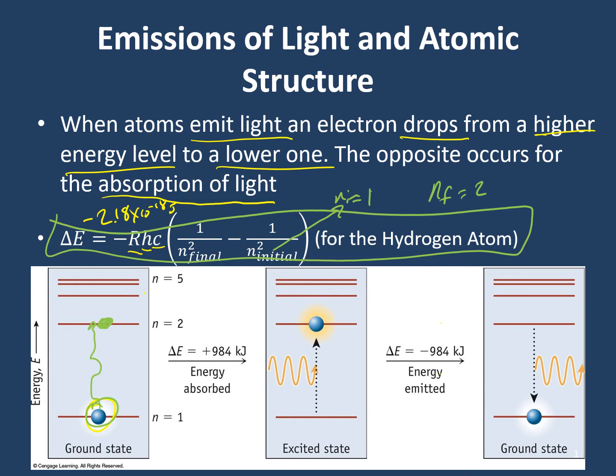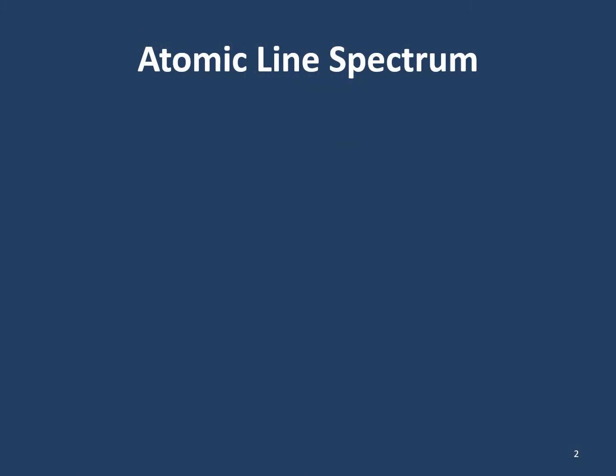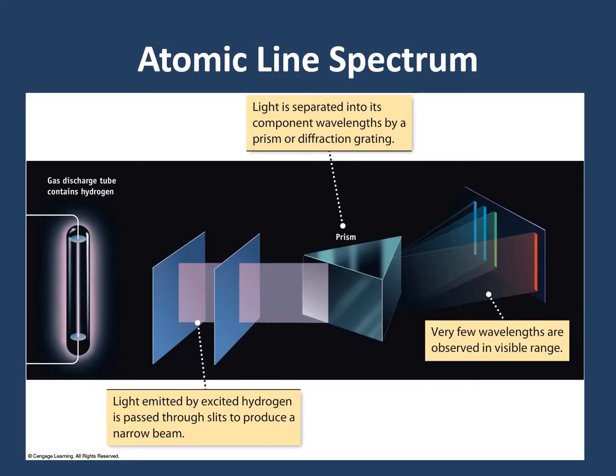Now, if that electron then decided to drop back down to energy level 1, the energy is going to be equal, just the sign will be different, right? Because we're releasing energy as opposed to absorbing energy. We'll talk about how this can be applied, and then we'll do a problem.